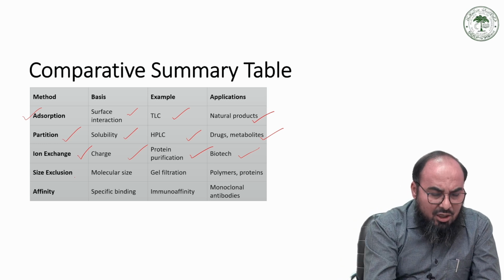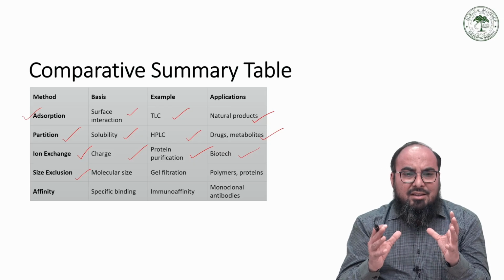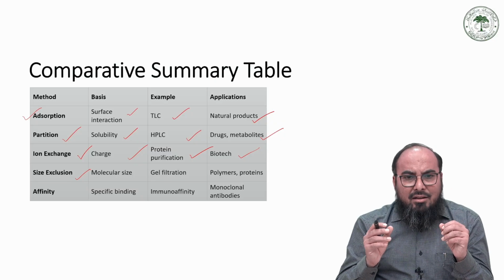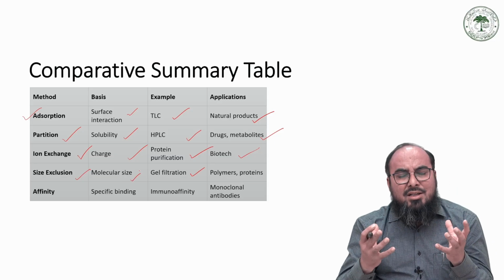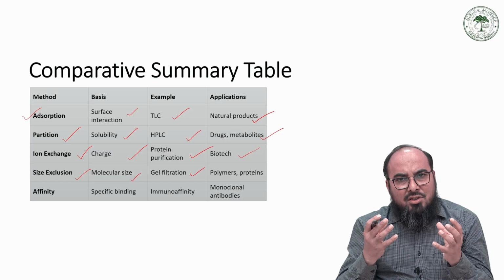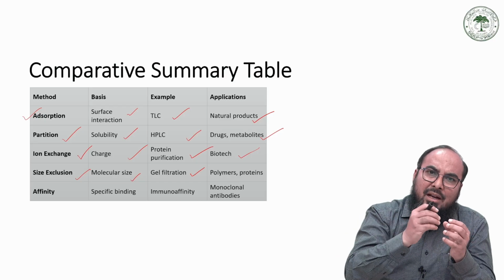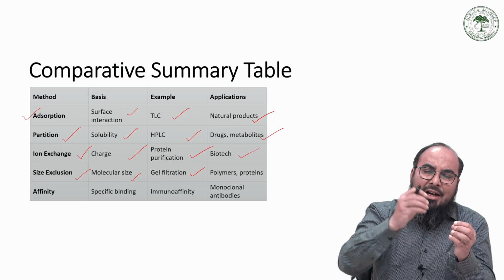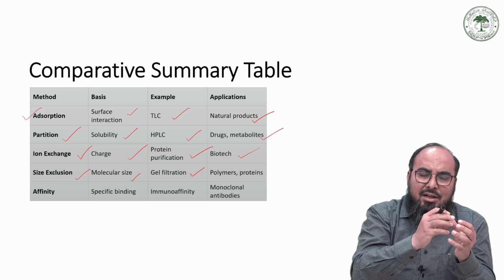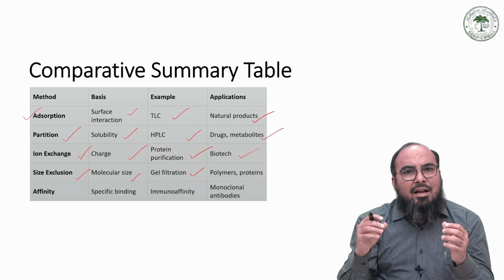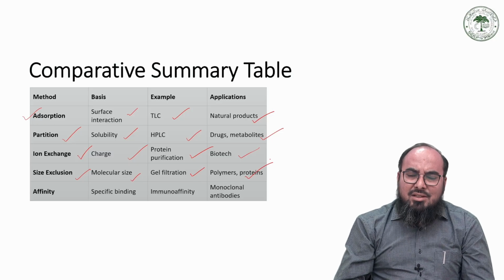Similarly, you have size exclusion chromatography, where the basis of separation was the difference in the molecular size. And a good example is gel filtration chromatography, where your stationary phase was porous and contains pores of different sizes, and those molecules of the mixture which have comparable size to the pores get trapped, they fit in, while the bigger molecules just elute very quickly, and after a certain time the trapped molecules also elute and a good separation was done. Similarly, you can separate proteins and polymers by using size exclusion chromatography.